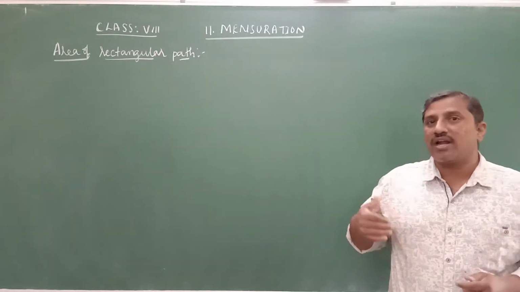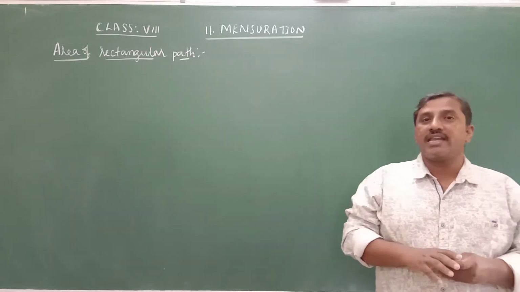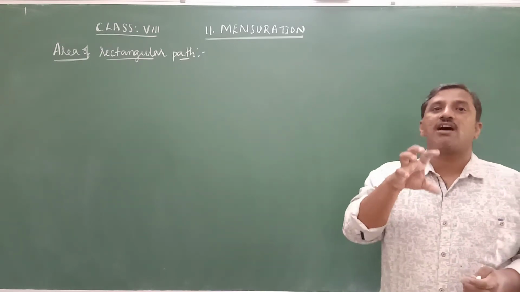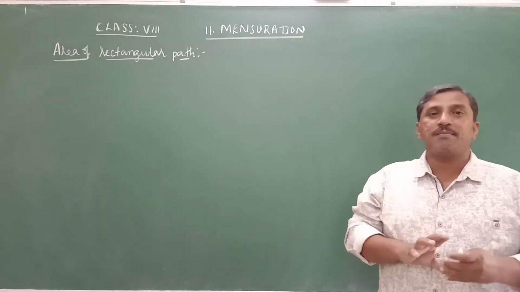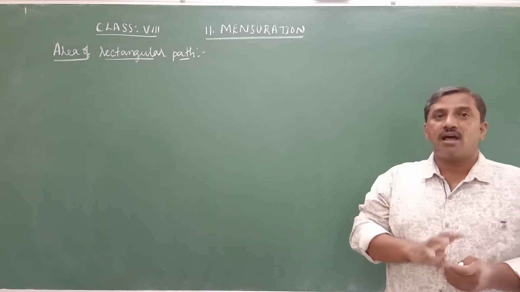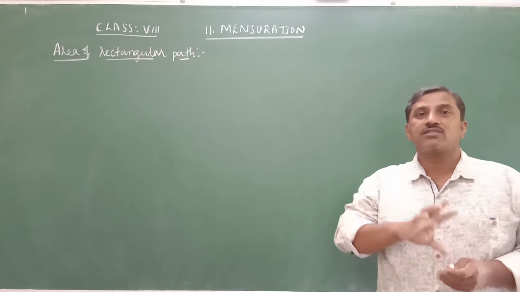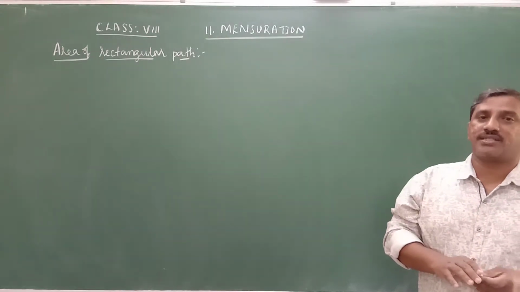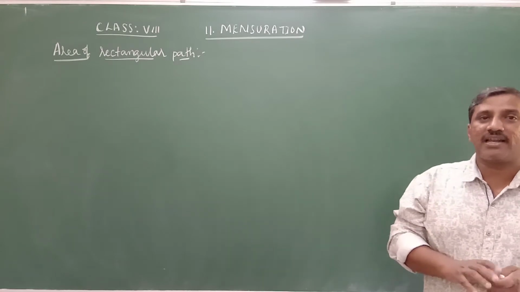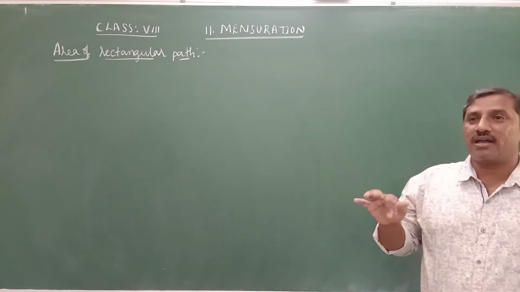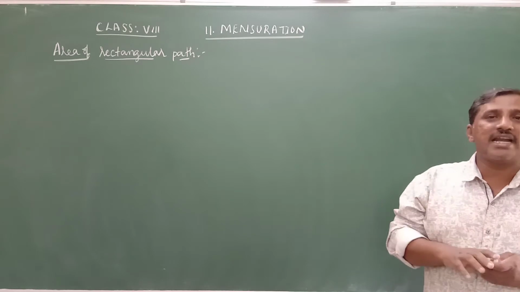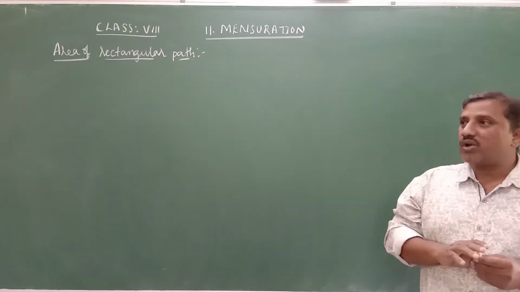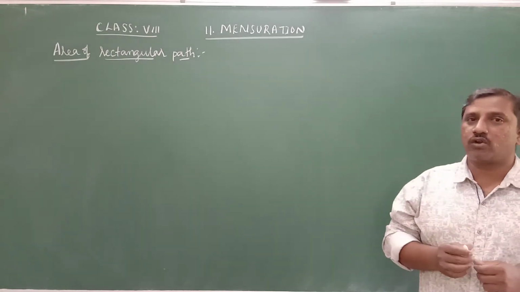Now I want to continue the topic of area, but here we are going to discuss areas of paths: rectangular path, circular path or square path, and also area of crossroads. We studied area of crossroads in class 7. In a park, two roads intersect at one point. How do we find the area of those crossroads? So today we will continue this topic.